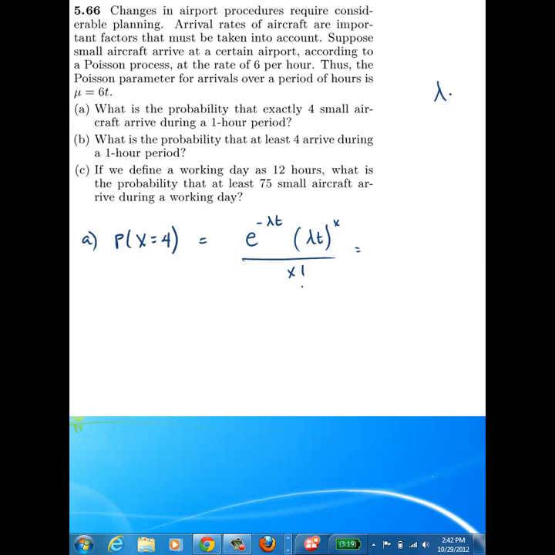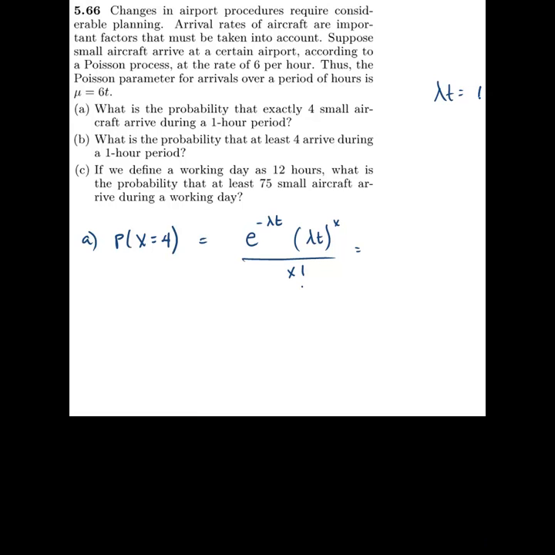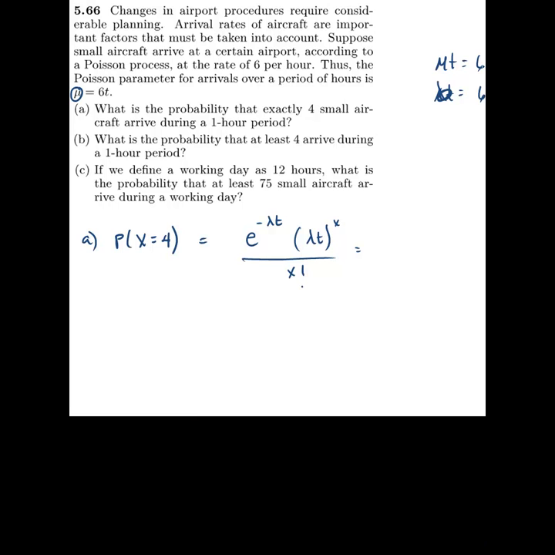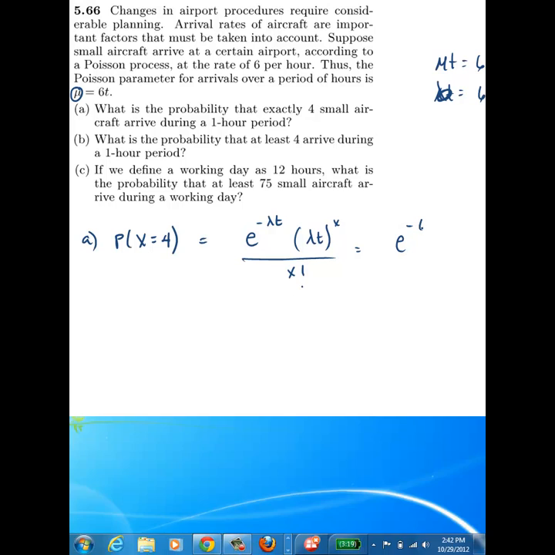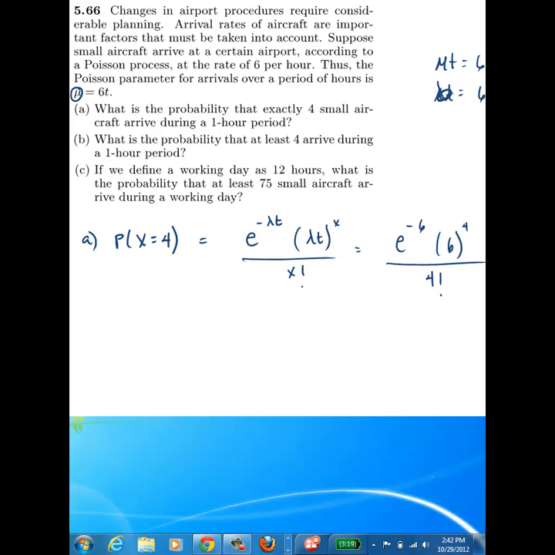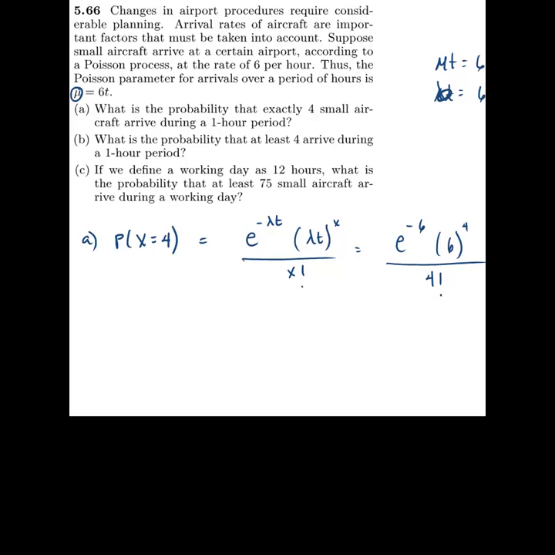So lambda T is 6. Well, here we're using mu, so this should be mu T equals 6. So we have e to the minus 6 times 6 to the X, where X is 4, over 4 factorial. So if you solve this, this is 0.1339.